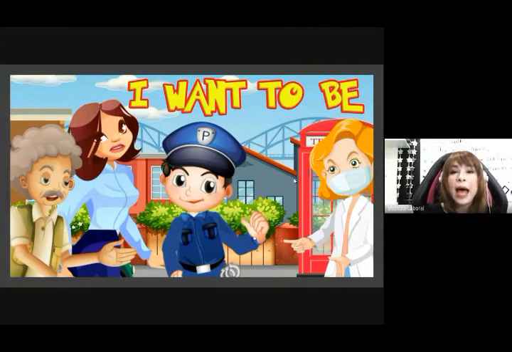So you answer, I want to be, for example, using the occupation, I want to be a police officer. I want to be a doctor. I want to be a secretary. I want to be an engineer. There are different jobs and there are different places where you can perform those jobs.